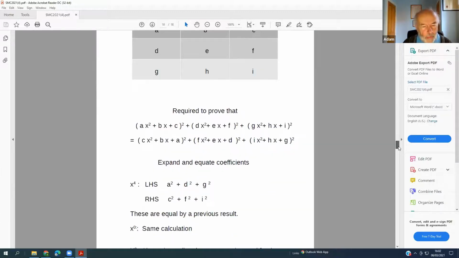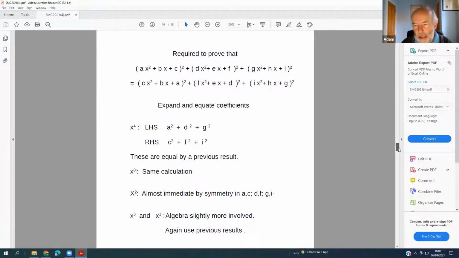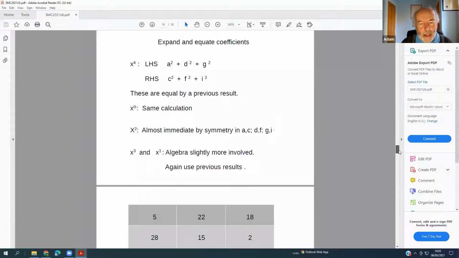And to draw a veil over that, what it boils down to, when you expand out these things, is that you get things that you can equate coefficients for. You discover that the coefficient of x to the fourth in the first row is this, and the coefficient of x to the fourth in this is that, and these two are equal by what we've just proved. So you see what's going on here. We're building up a whole variety of results, each one depending on the other.